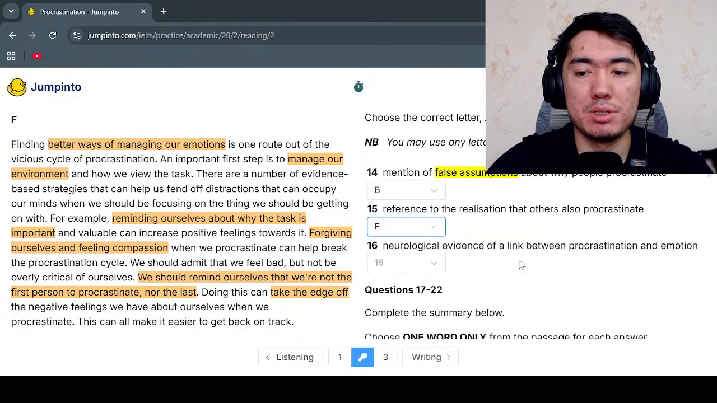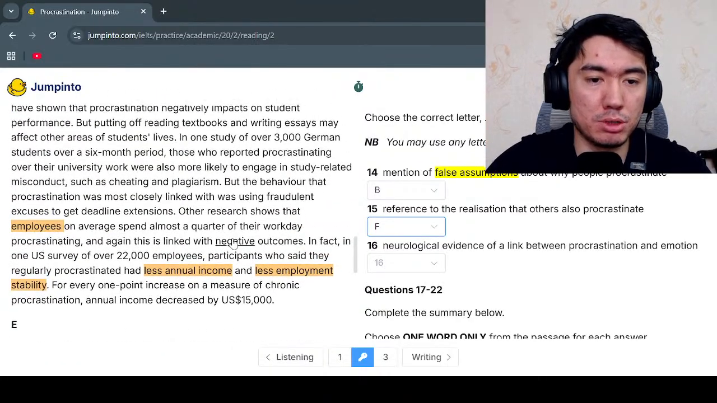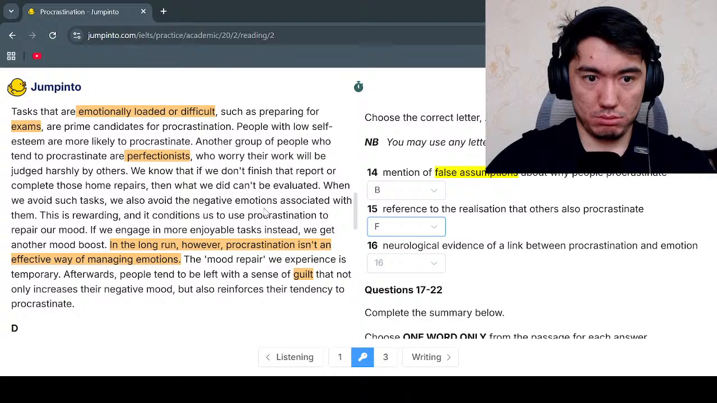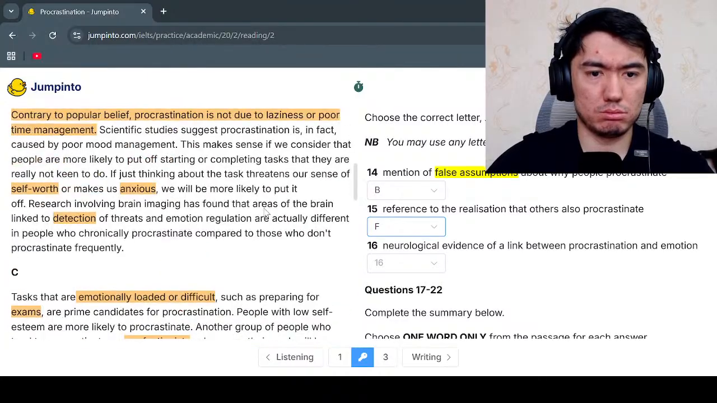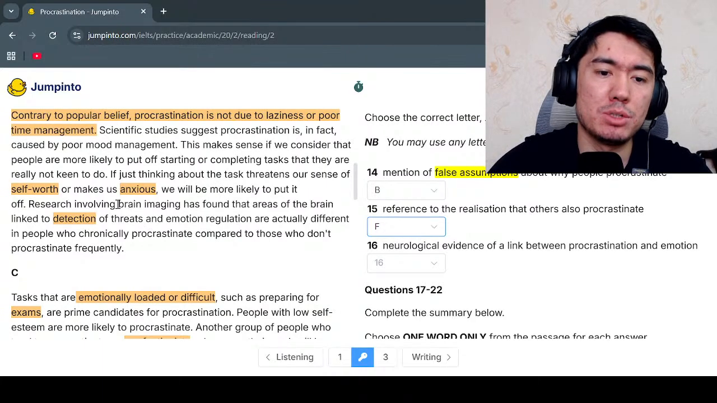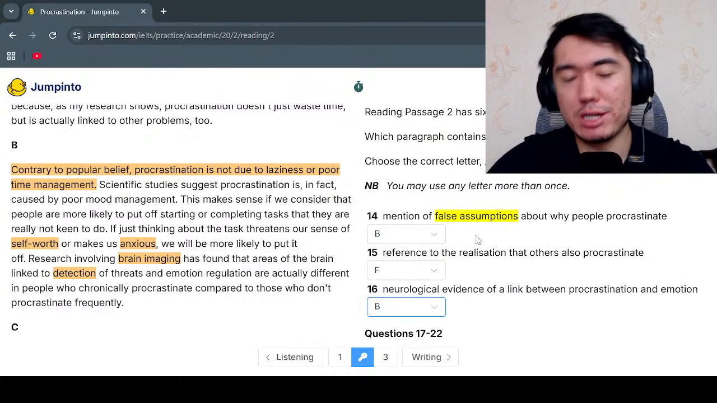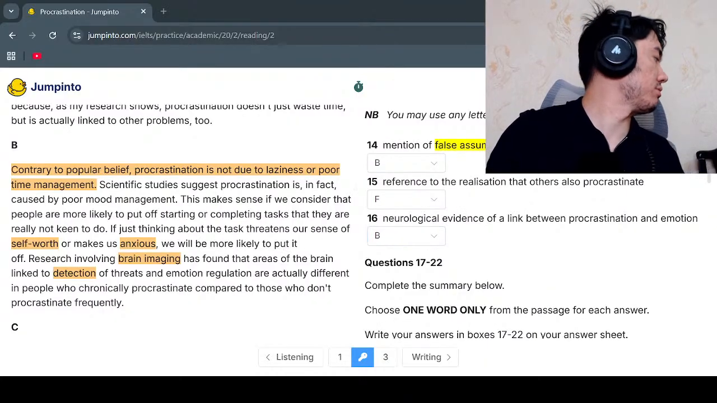Neurological evidence of a link between procrastination and emotion. Neurological evidence, so evidence from the brain. Where was brain? Brain studies. Caused by poor management, self-worth, detection, brain imaging. Oh my god, brain imaging. B. For real? Three questions and two of them are B? What are the chances? Okay, I was afraid of this.